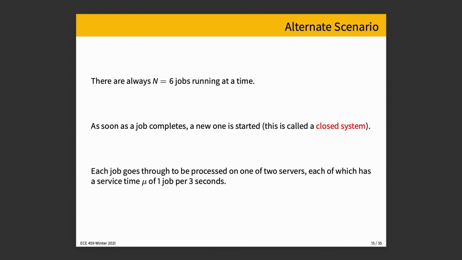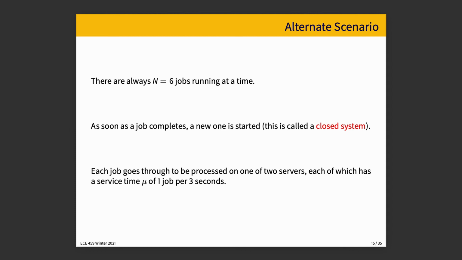Okay, here's an alternate scenario. The kind of system that we have previously talked about is what we call an open system. An open system is one in which jobs arrive independently of completion. So jobs arrive at random and not dependent on any other. In this alternate scenario, example 2, there are always n equals 6 jobs running at a time. And as soon as a job completes, a new one is started, and that's what makes it a closed system.